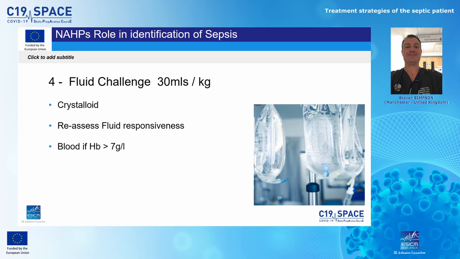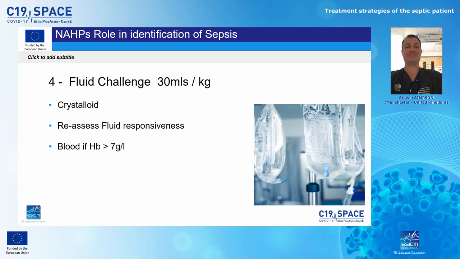4. Fluid challenge. To help maintain a patient's blood pressure and urine output, it is recommended that we give a fluid challenge. Patients with signs of sepsis may have hypotension and have altered renal function. A fluid challenge using a crystalloid of 30 ml per kilogram is recommended, and this should be given over the first 3 hours.